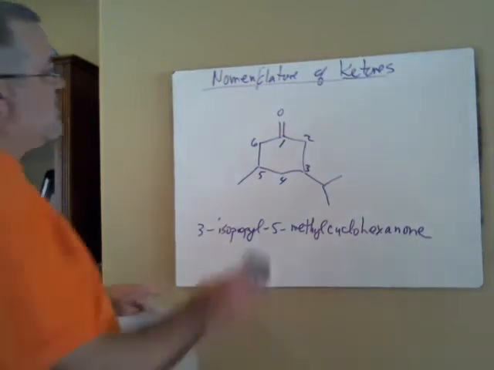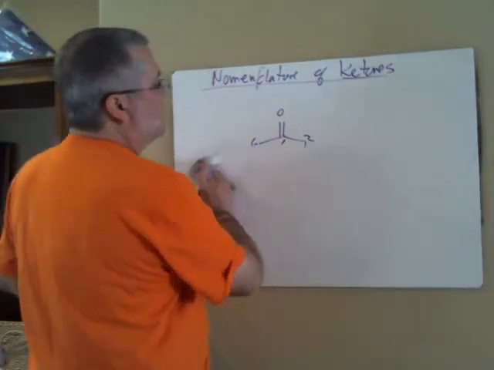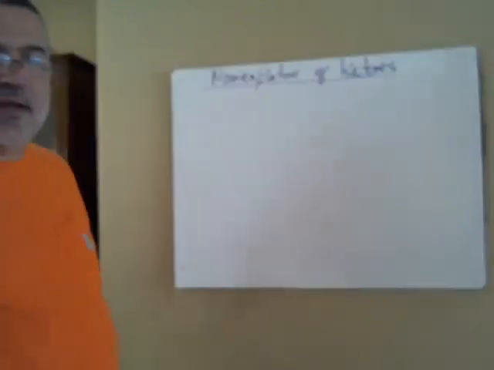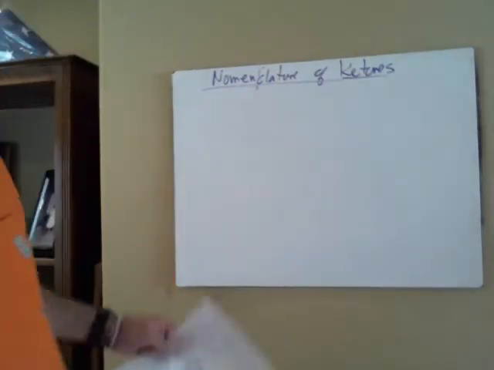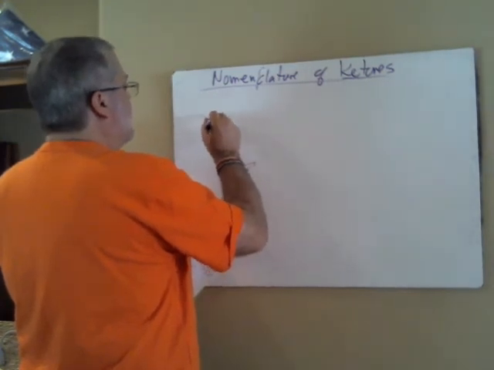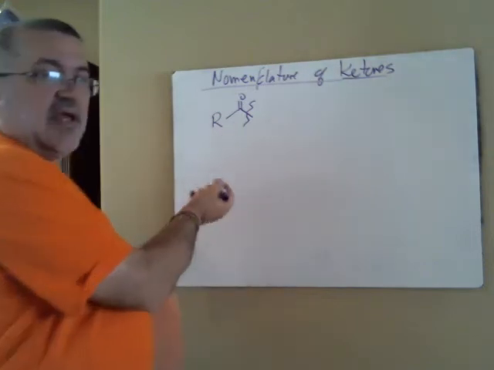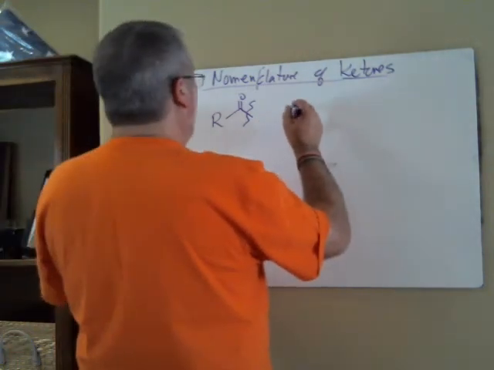What about if your carbonyl is not actually part of the ring? What if you have to name it as a substituent? I'm watching my time here. Okay, we're good. So what we're looking at is what happens if you have your ketone as a substituent.